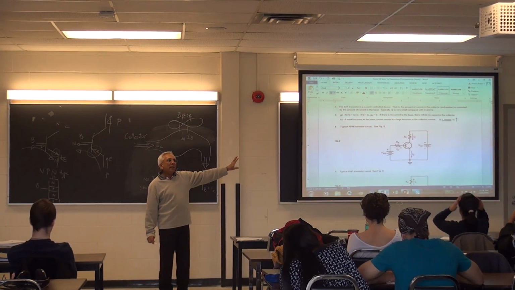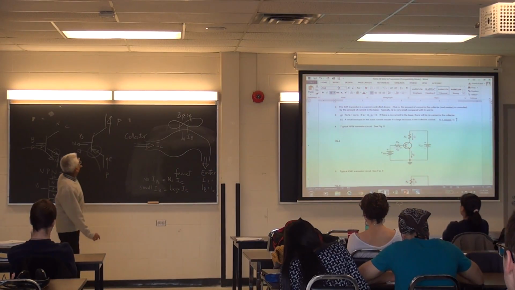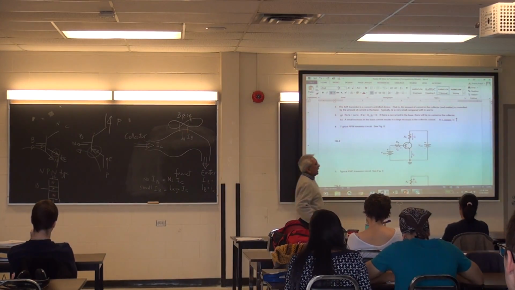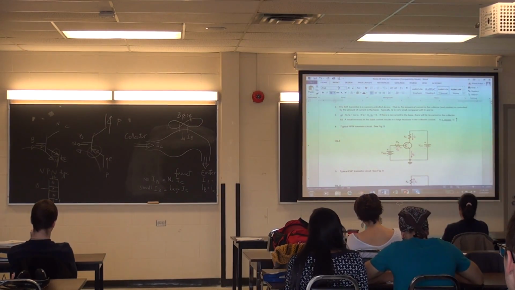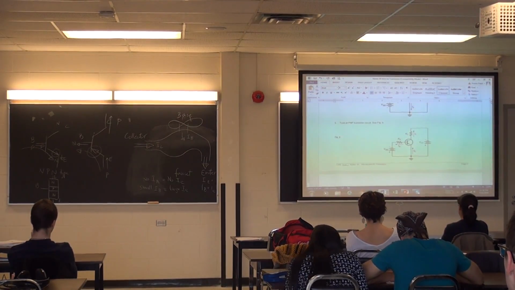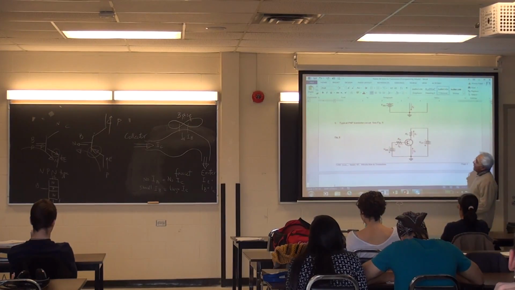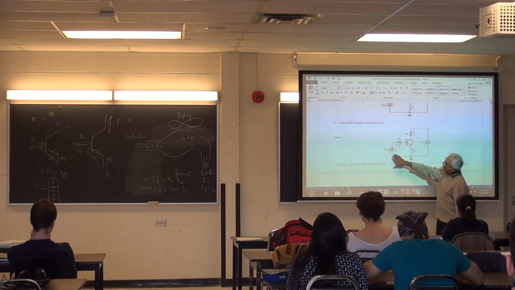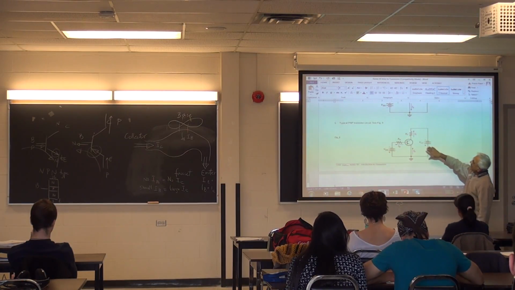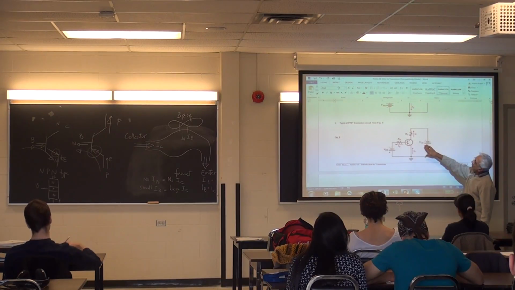What do you think is going to happen in the PNP? Everything is going to be opposite. So what I will do in figure 9 is I will change the polarity of my voltages. Let's look at figure 9 now. Figure 9 is the same kind of circuit, but now the polarity of the base voltage is minus plus instead of plus minus, and the polarity of the collector voltage is minus plus instead of plus minus.